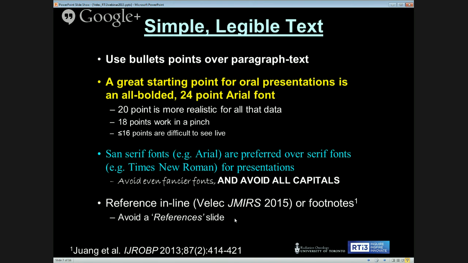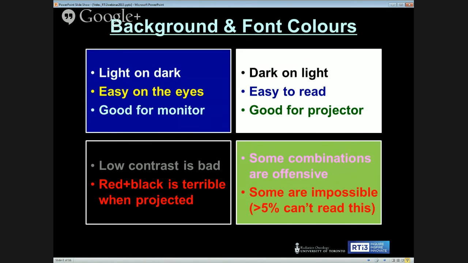Here I've given two options of how to reference. You can reference in line with the statement or even use footnotes. I think both of these are acceptable. You don't have to put even the full reference, just enough to know where to look for that reference. So at a minimum, the author name, the journal, and the year. And give credit, very important to give credit.